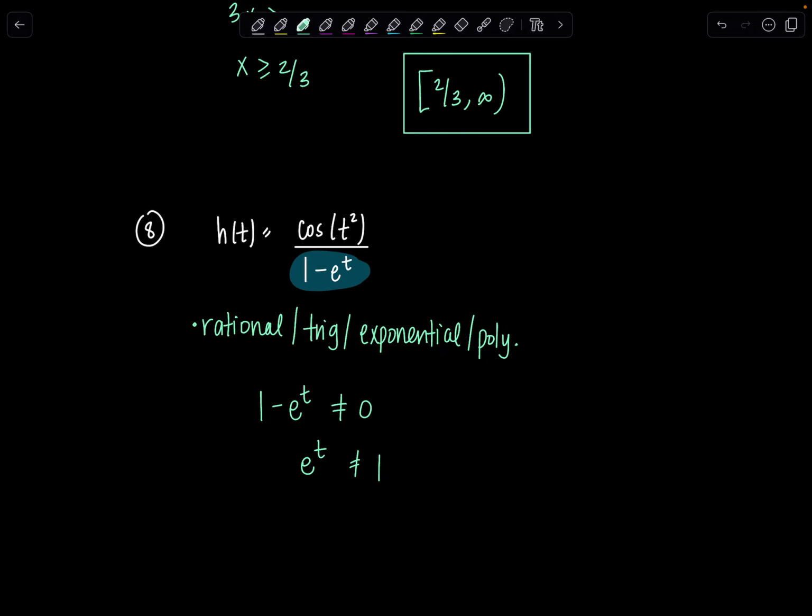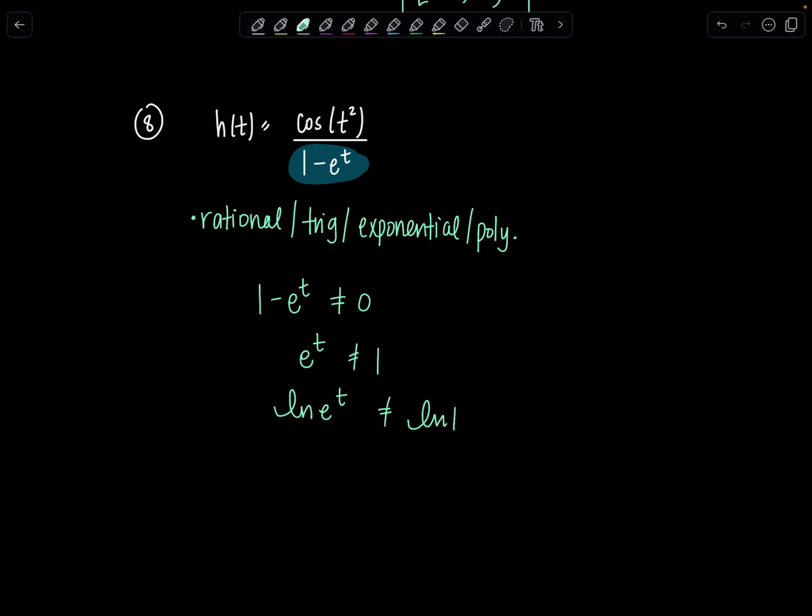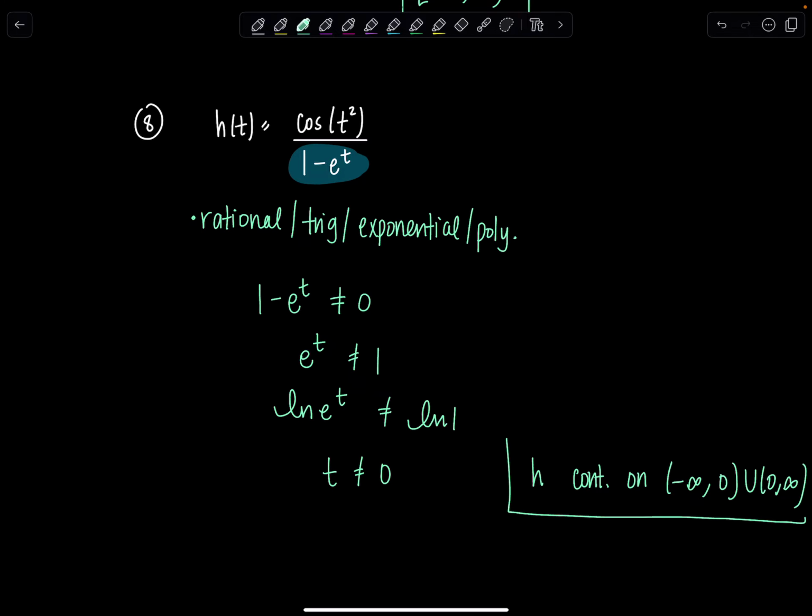You could take the natural log of both sides if you want, or maybe you can just think about it, right? Like e raised to what power gives me 1? It's only if t is 0. So that's the only restriction on my domain. So that's the only place where h is not continuous. So h is continuous on negative infinity to 0, union 0 to infinity. And that's your answer. Beautiful. Okay, 2 more.